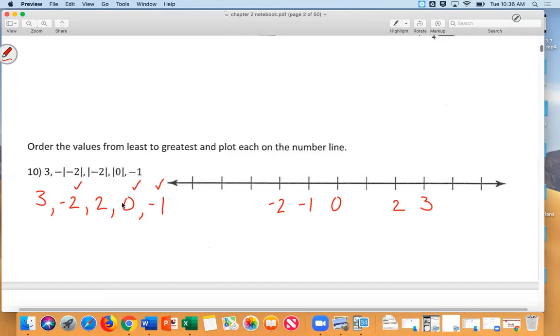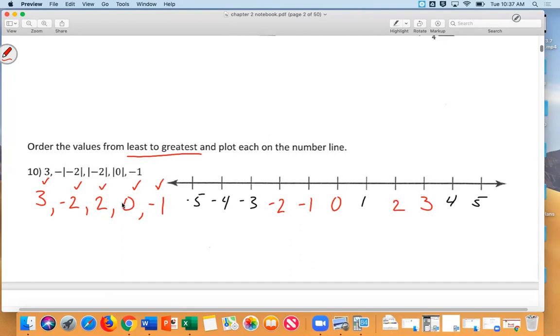Now, why did I put them on here like this? Well, we are going to order these from least to greatest. So we plotted all of these. The numbers we didn't talk about are 1, 4, 5, -3, -4, -5, because I didn't plot them. And now, because I've written my numbers over here underneath my original problem, I need to order the original values.